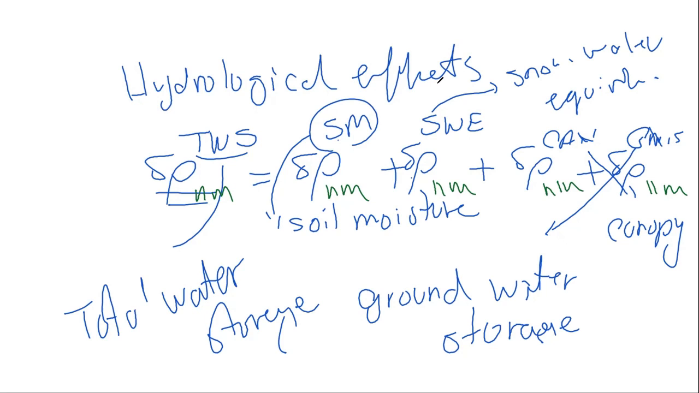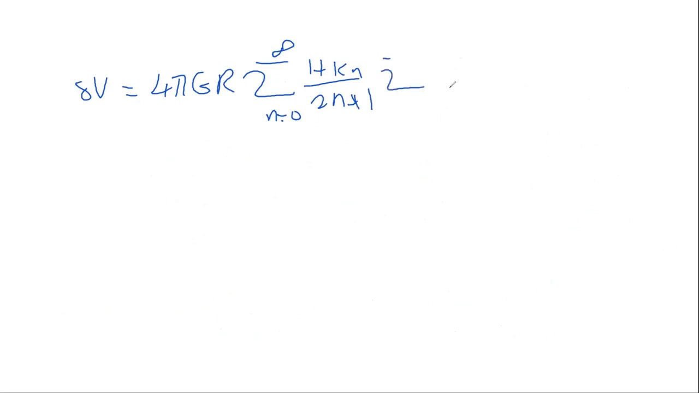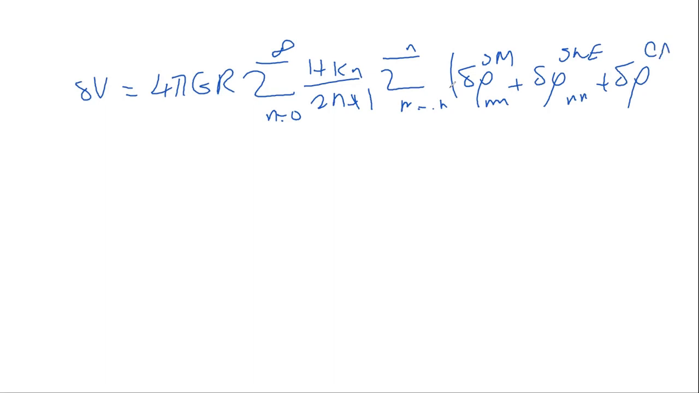So if you remember, the changes of gravity was 4 pi g, summation n from 0 up to infinity, and here we have 1 plus kn over 2n plus 1, and summation over m from minus n, and here I will write delta rho soil moisture nm, snow water equivalent nm, and canopy nm, plus of course groundwater storage nm.